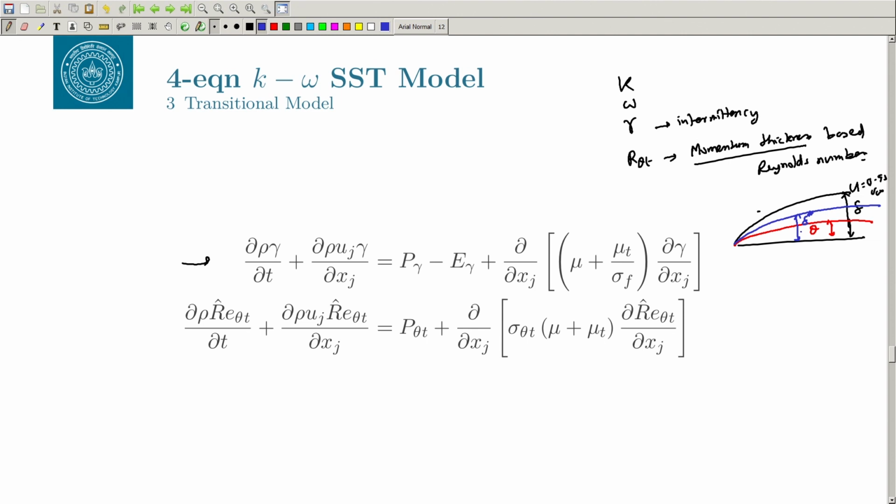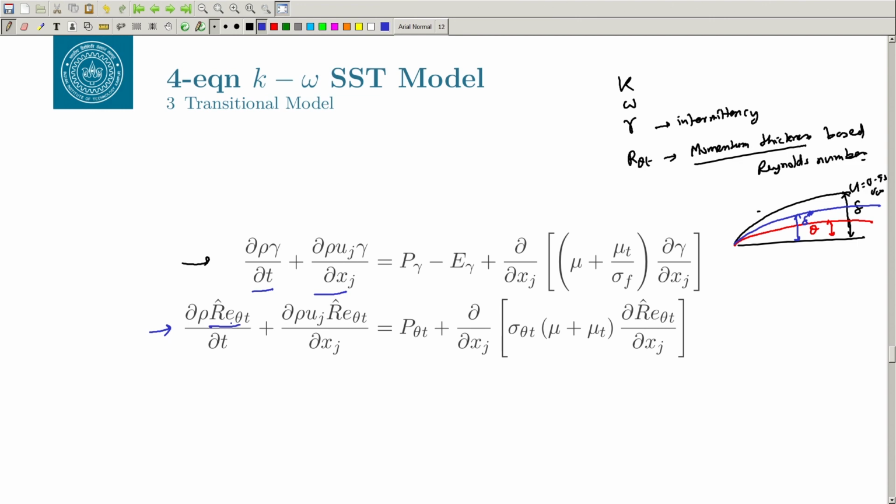So, the momentum thickness is used as an indicator to find out where the flow may become transitional. The purpose of this equation is that, as I told you, gamma can become 0 or 1 or in between, but it needs a location where it should be switched on. That location will be given using this momentum thickness based Reynolds number. And of course, you need some experimental data where you say that if this is the momentum thickness, then the flow becomes transitional.